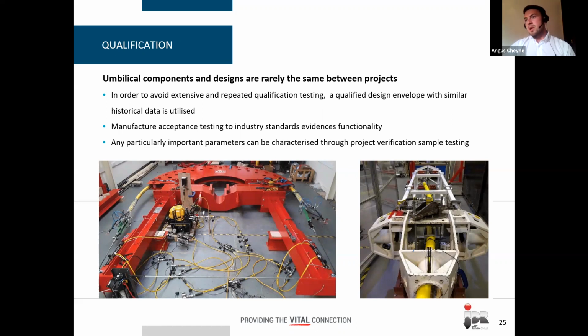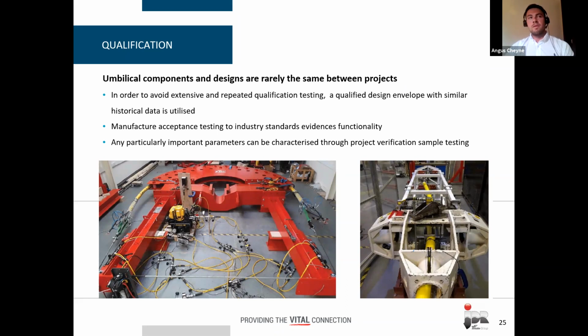So the way that we do this is by utilizing a qualified design envelope. Where a product has been qualified with a similar umbilical, so it may have the same type of components within it, that product could be fully qualified. And therefore, if you have a similar future design which has slightly different components but generally the same design, then that would also be covered as it's within the design envelope. And then in addition to that, you would have manufacturer acceptance testing to verify that the product is fit for purpose.